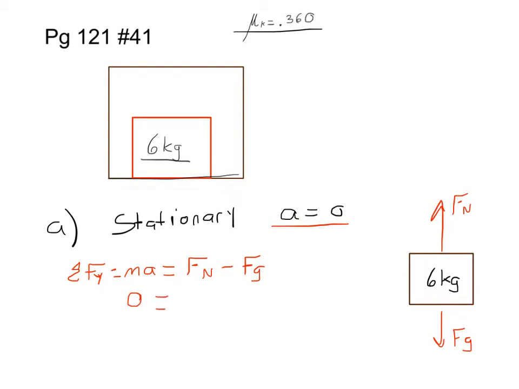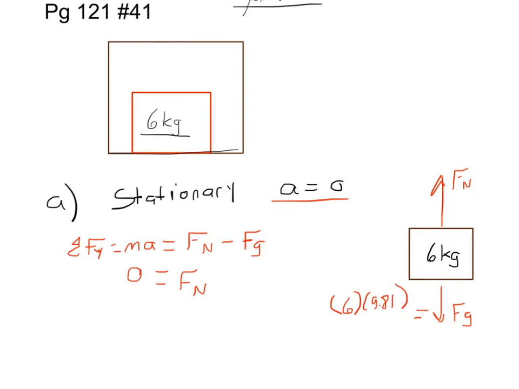Now the force of gravity is just mass times gravity, so here it is going to be 6 times 9.81, which gives us 58.86. So it's the normal force minus 58.86 equals 0, which means our normal force is going to be equal to positive 58.86 newtons.